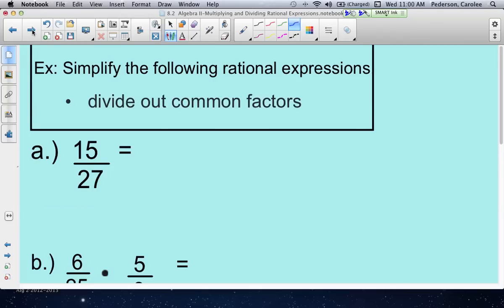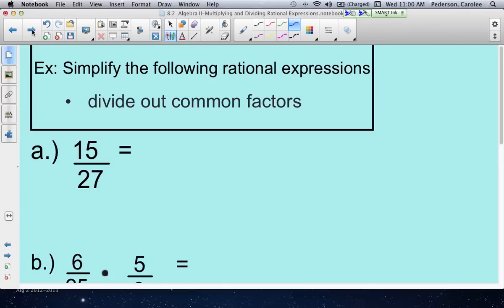All right, let's go through these problems. Simplify the following rational expressions. Divide out any common factors. So I'm going to just review a little bit backwards from here where we think about pre-algebra and algebra 1 when we reduce fractions down.